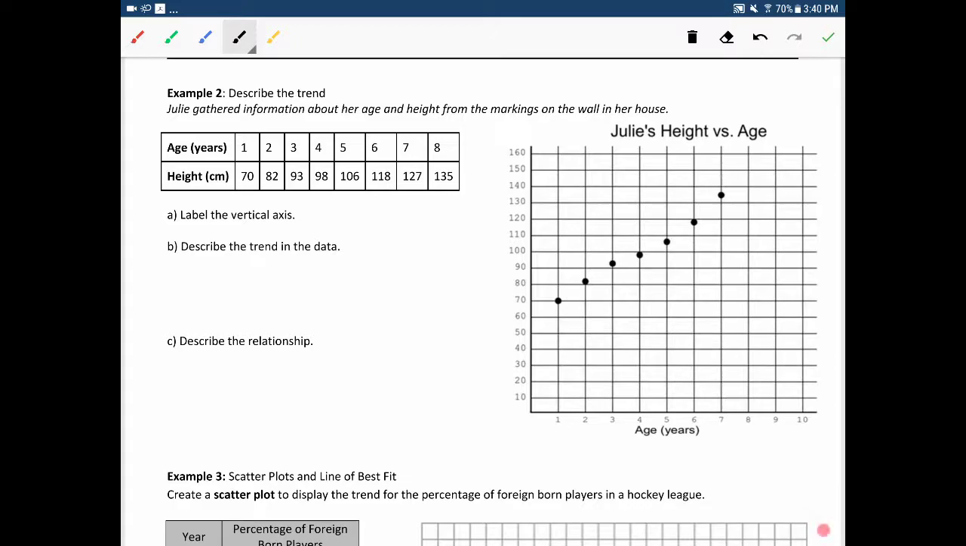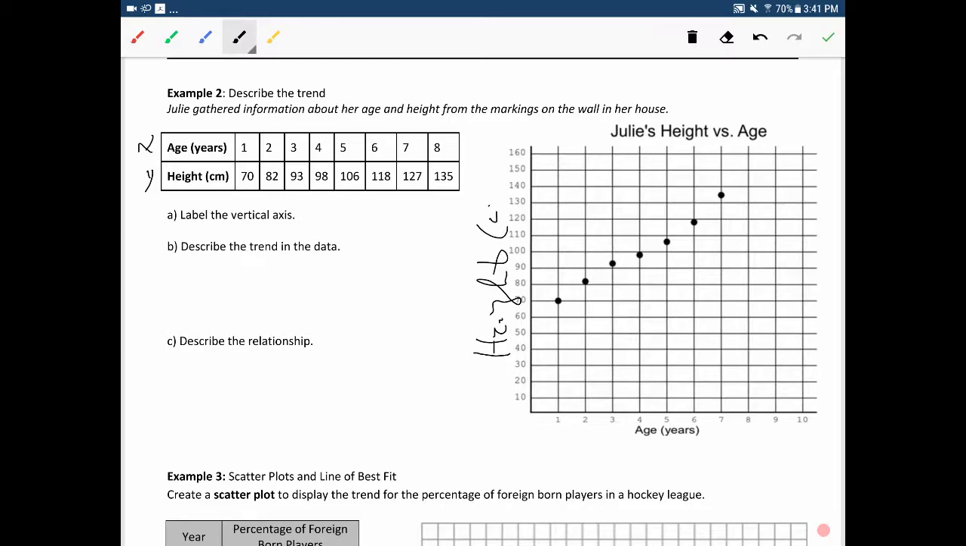So label the vertical axis. So the vertical axis is the one that depends. So obviously her age is not going to depend on her height. It's going to be the other way around. She gets taller, she gets older. So that's her X, and so that's her Y. So that is going to be her height in centimeters.